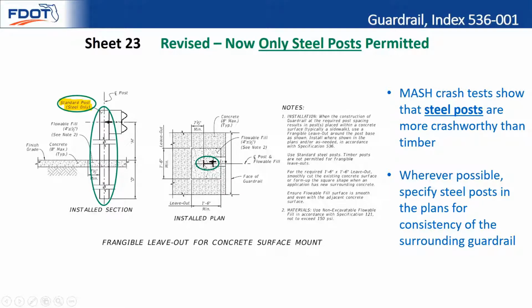I think it's able to slice through the soft material a little bit better and then deflect and perform as it's supposed to. As a designer, you may just want to be aware of that and specifically call out steel posts in the run of guardrail upstream and downstream of frangible leave outs, just for consistency. It's preferred just to have the same post throughout.